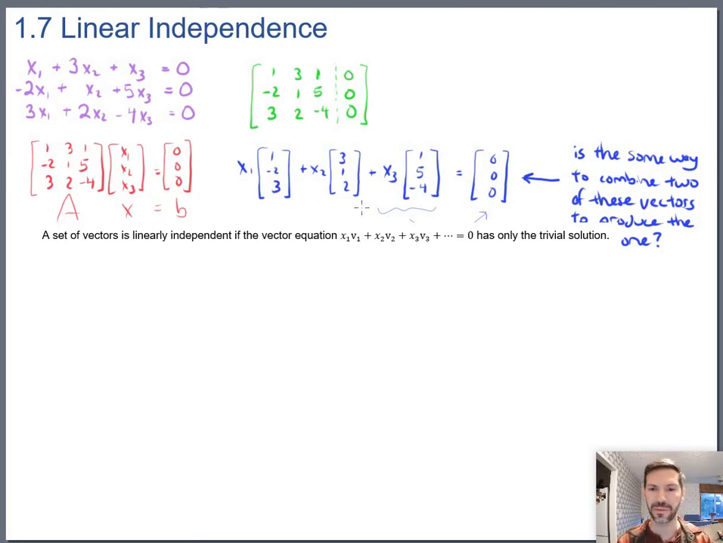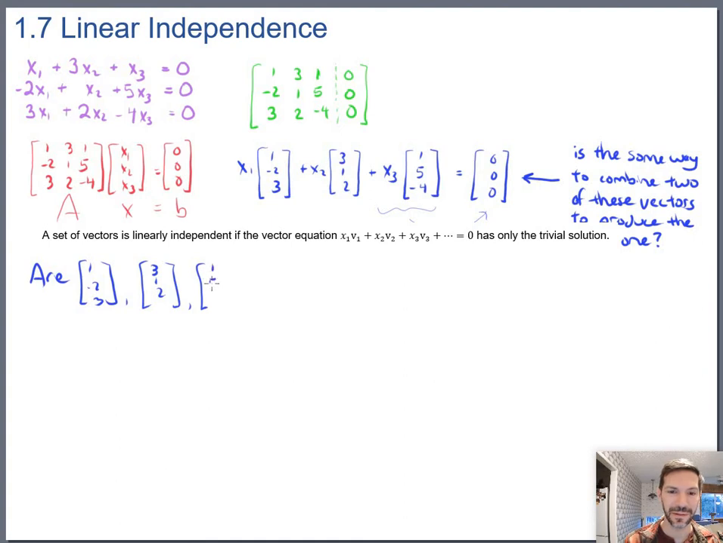So let's go ahead and see if we can figure out if these three vectors are linearly independent. That's probably the way we're actually going to see this question asked in section 1.7. It would be something along the lines of, are these three vectors, that one, and this one... So they'll say, is this set of vectors, so are these three vectors, linearly independent?